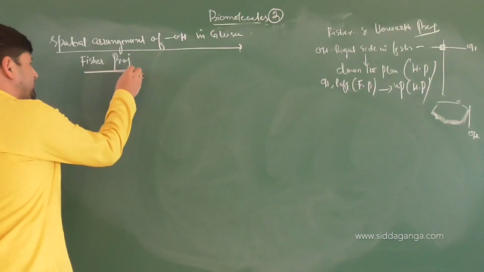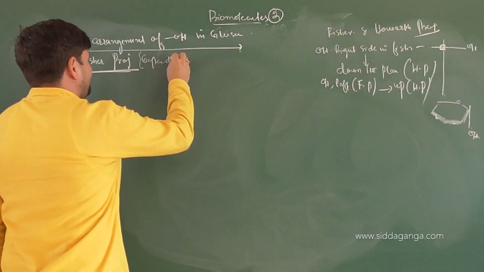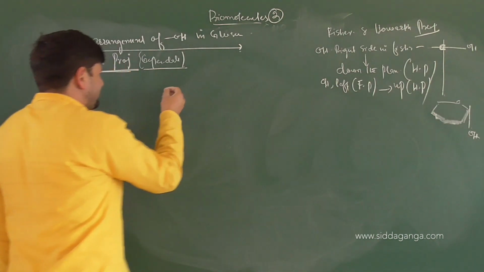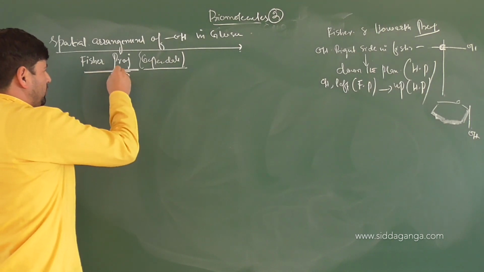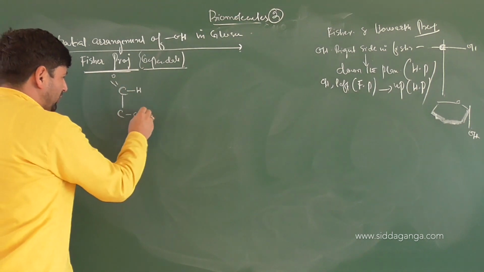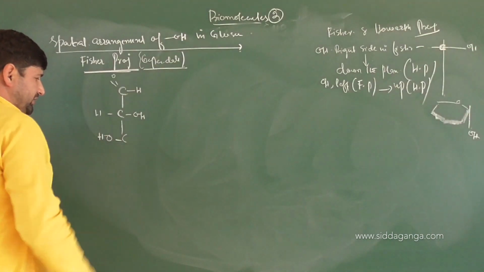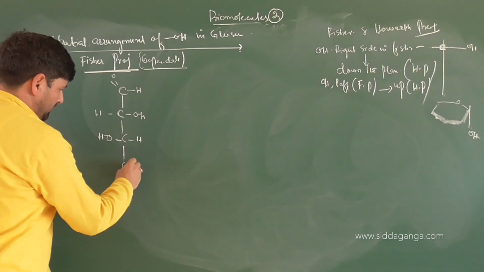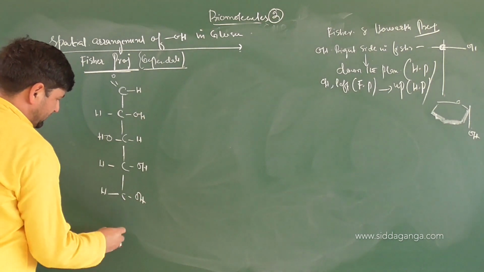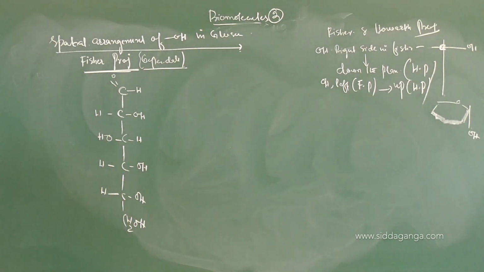Now according to the Fischer projection, on the basis of experimental data, that is stereochemistry data, he found out that, so we will have a general structure first: C double bond O, then you will have H, the aldehyde. Then he found the second carbon OH is on the right, keep it in mind, H. Third carbon OH is on the left, H. Fourth carbon OH on the right, H. Fifth carbon on the right, and then you have CH2OH. So this is the Fischer projection that has been shown here.